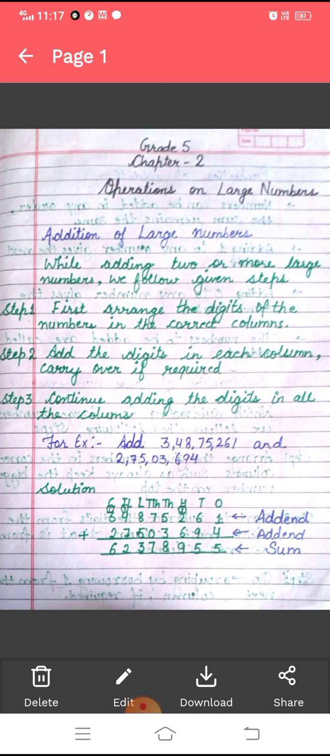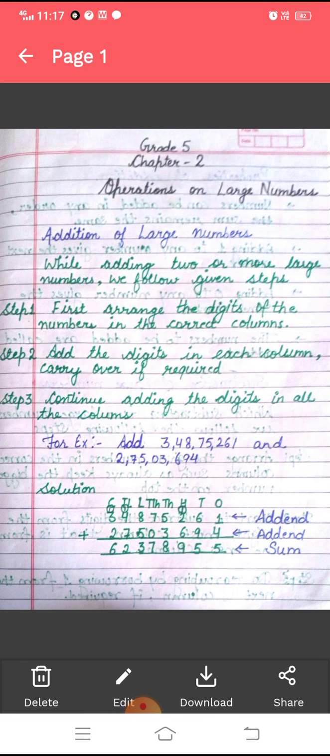So, grade 5, today we are going to start with our next chapter, chapter 2, that is operations on large numbers. In this chapter we are going to learn about addition, subtraction, division and multiplication. So how to add large numbers we are going to study. Let us start with the addition of large numbers.